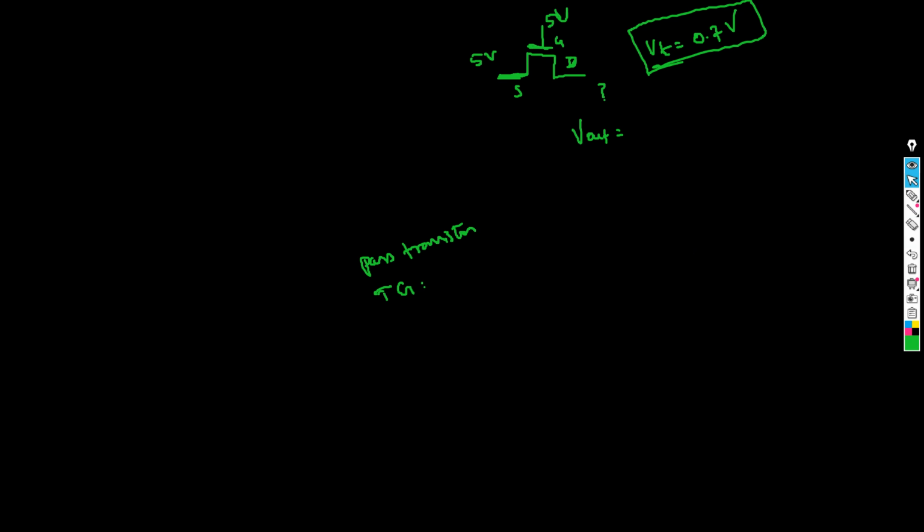Yeah, actually the formula is VDD minus the threshold voltage, so 5 minus 0.7, 4.3 is the output voltage. Okay, so for NMOS the formula is basically VDD minus VT. So it is 5 minus 0.7, which is 4.3 volt.